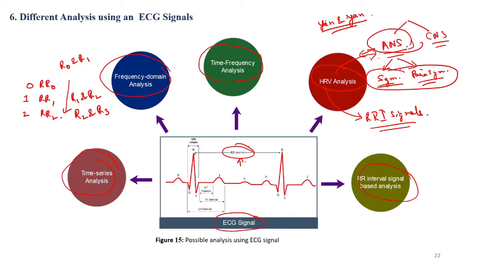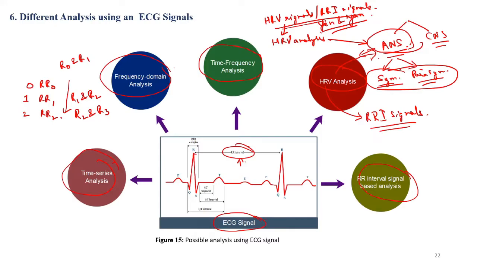Okay. So if I ask you whether the HRV signal or the RR interval signal, both are the same. Okay. They are used interchangeably. HRV signals and RR interval, in short regarded as RRI signals, both are the same. However, when we talk about HRV analysis, this means that you are trying to analyze the ANS system of our body.